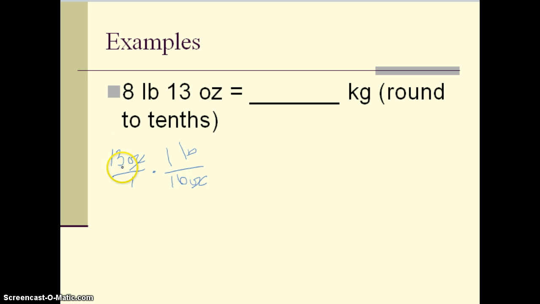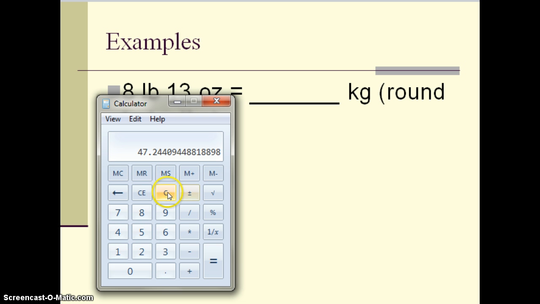So I'm going to have to do on my calculator 13 divided by 16. So clear, 13 divided by 16.